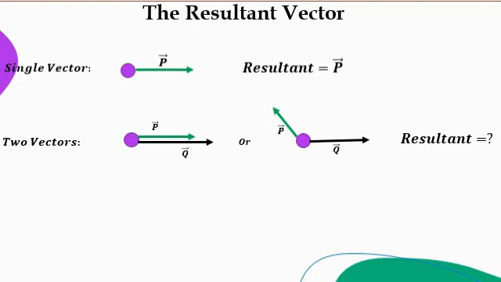You can also have more than two vectors acting at a point. So these are some of the things we are going to be seeing subsequently in our lessons. Anytime you want to obtain a resultant vector, the first thing you should consider is the number of vectors involved, and secondly, their relative directions with respect to each other.